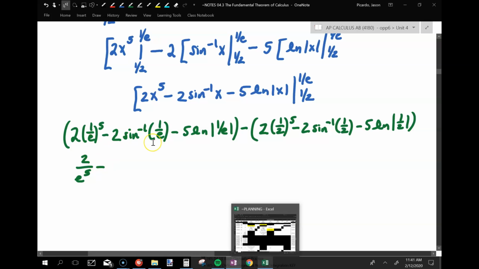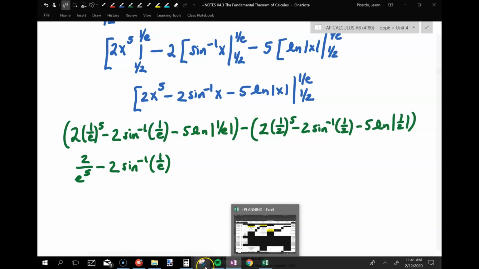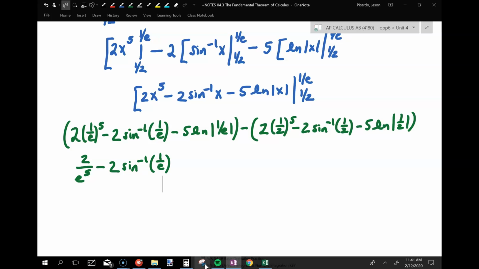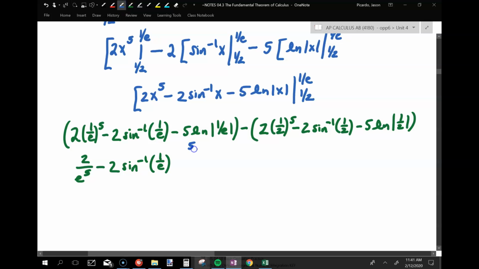Is there any reason why we would know sine inverse of 1 over e? No. This right here, I'm about to blow your mind. 1 over e. Could I rewrite that as something else? Okay, I could do that. e to the negative 1, right? Wouldn't this be the same as 5 natural log of e to the negative 1? Because I don't need the absolute value signs anymore because this is positive, right?